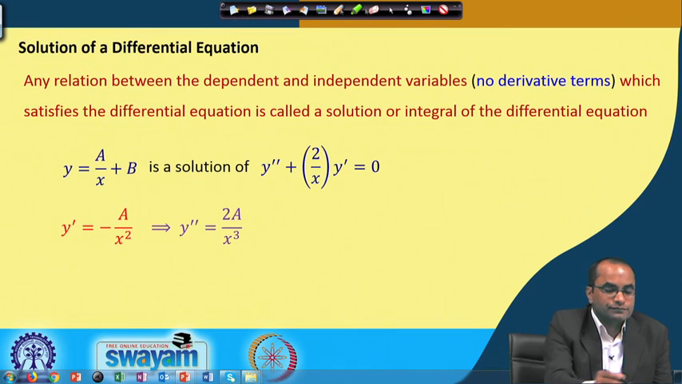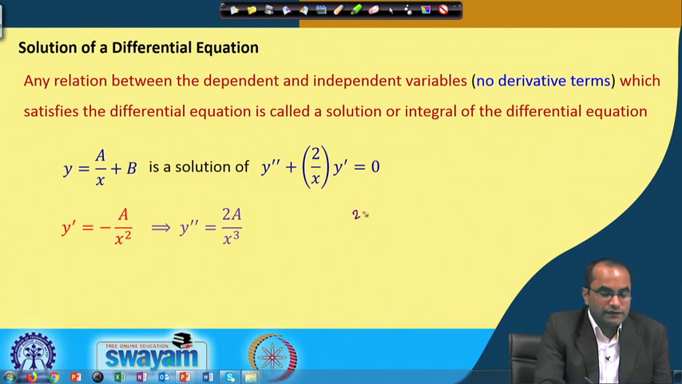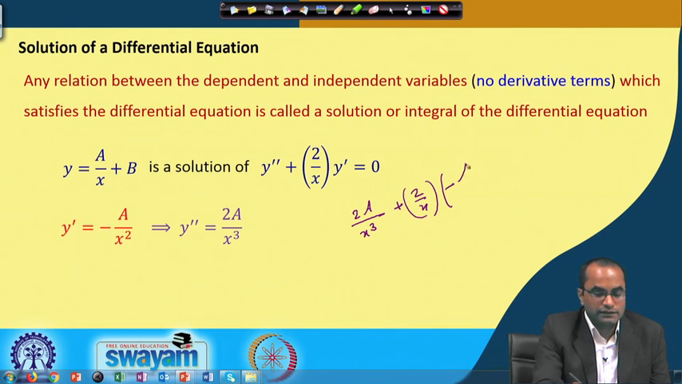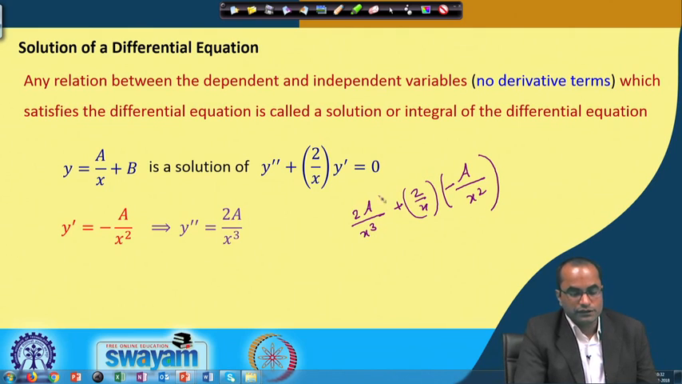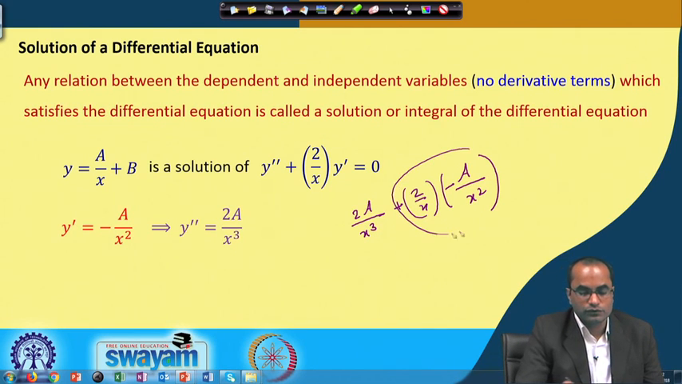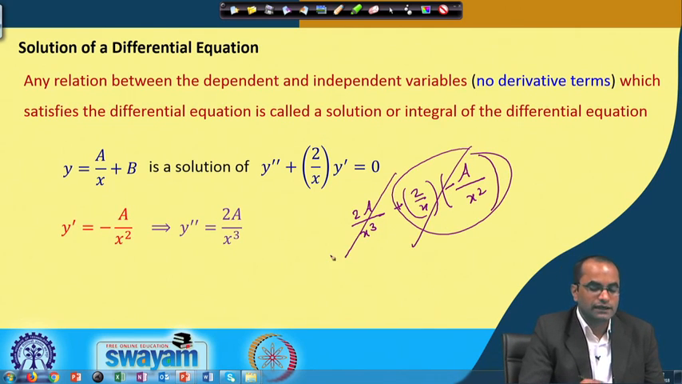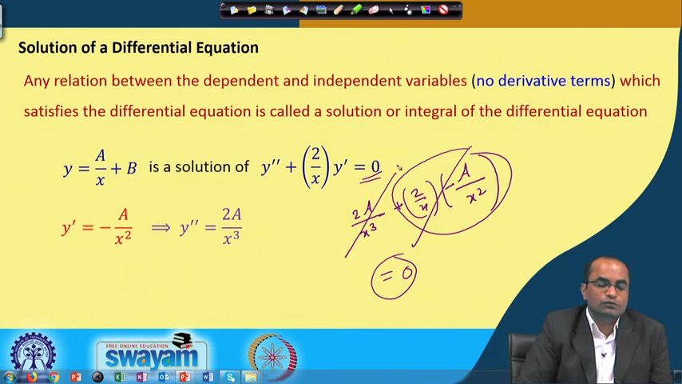If we substitute this in the equation, we have the 2a over x cube, and then plus 2 over x times the first order term, that is minus a over x square. So what do we see here? 2a over x cube, and here also 2a over x cube. So that will cancel out, and we will get 0, which is the right hand side of the equation.